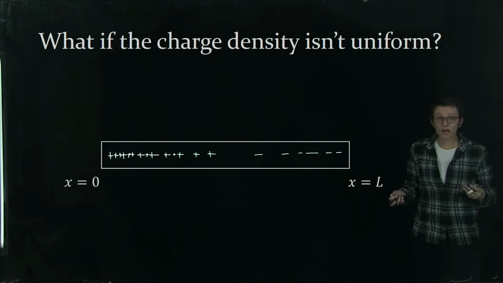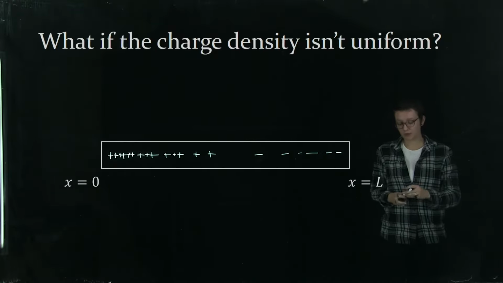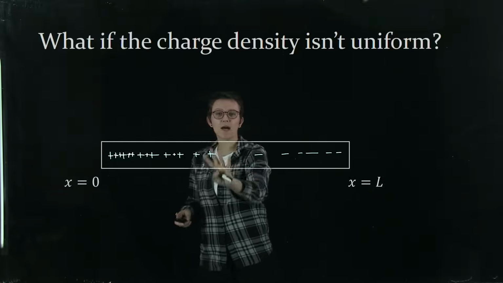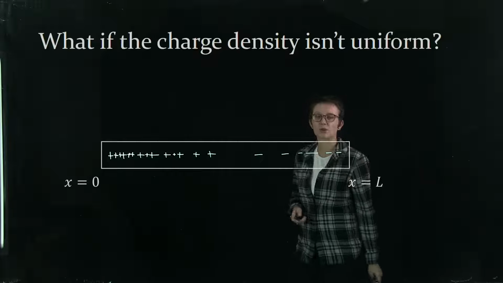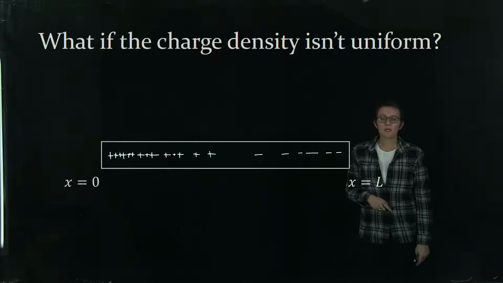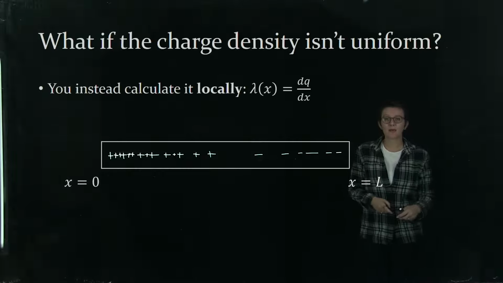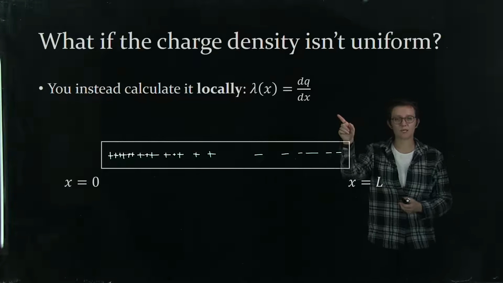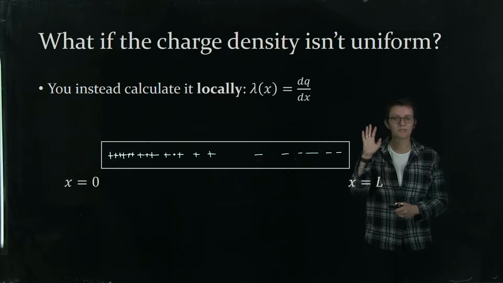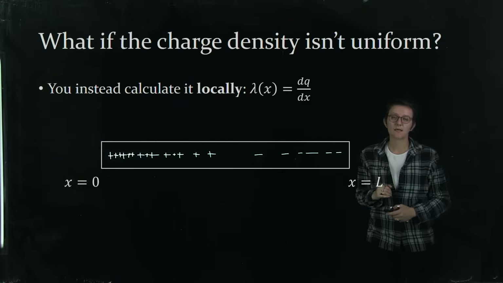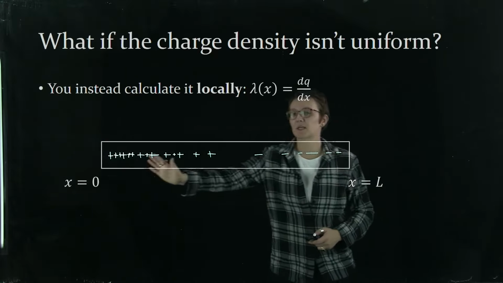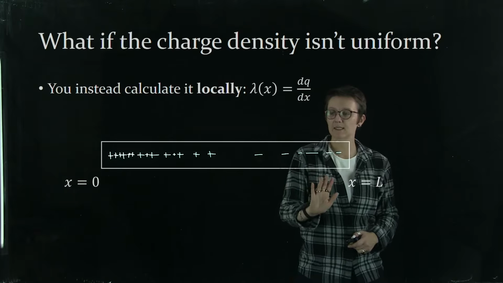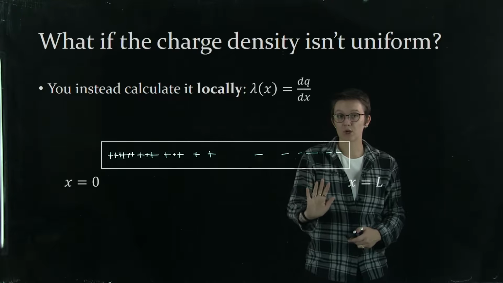All right, so now you have a non-uniform distribution of charge on this wire, right? You've got a lot of positive charges over here, not so many charges in the middle, and more negative charges on the right-hand side here. Well, if you want to calculate lambda of x, you have to calculate it locally. What this means is I now need to use this form of the equation, lambda of x is equal to dq over dx. And the reason I'm doing this is because your linear charge density at any individual x location along this axis might be different depending on where you are.